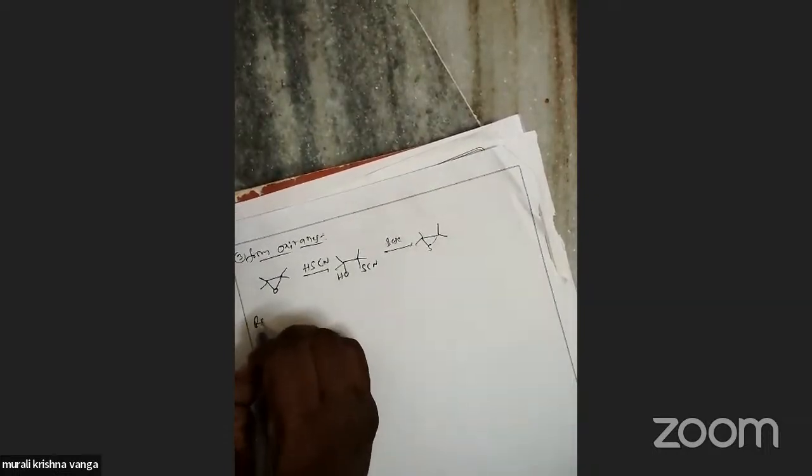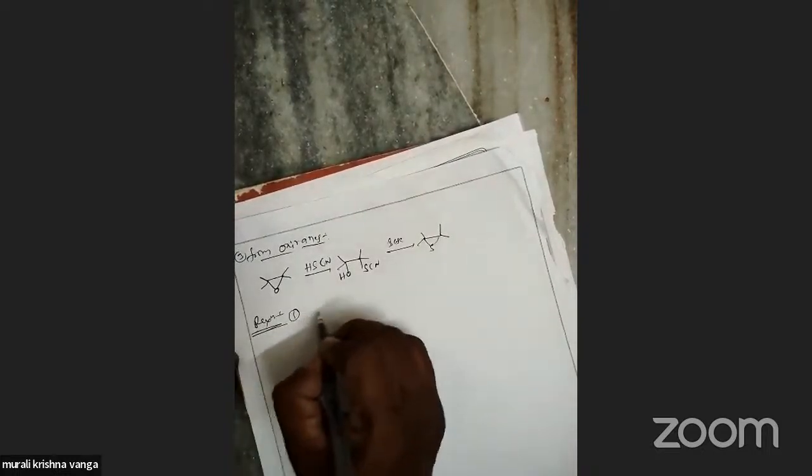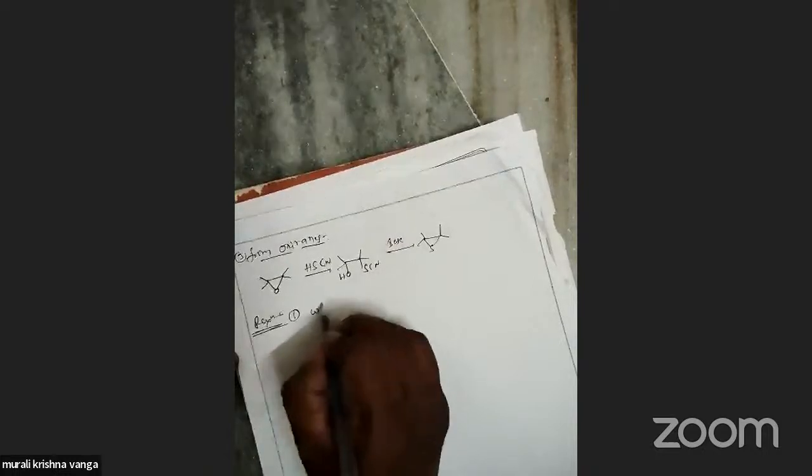Next one is reactions. The thiirane ring is relatively less stable than oxide. Thiiranes are readily cleaved by electrophilic and nucleophilic reagents. One is with electrophilic reagents.